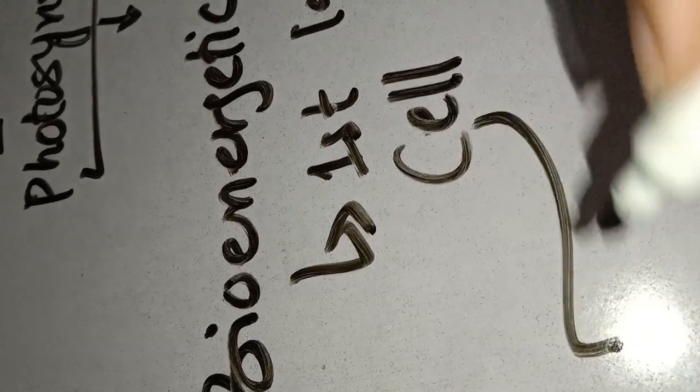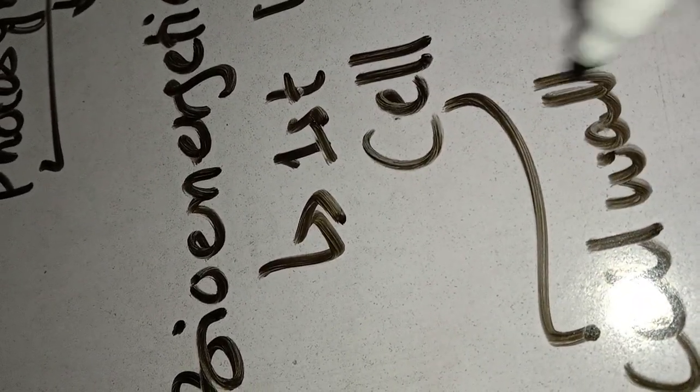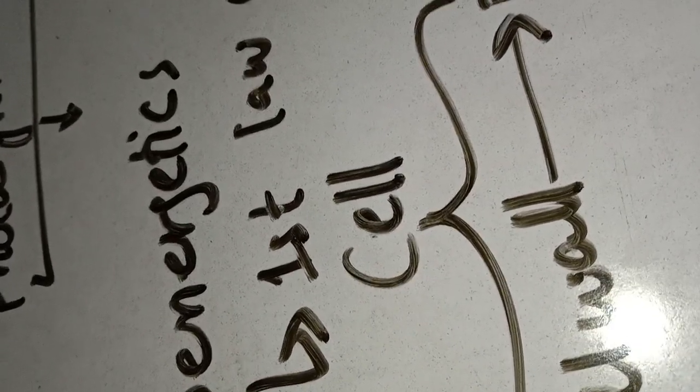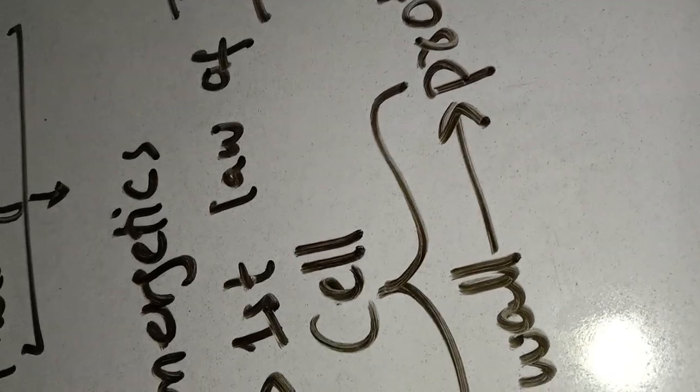If we talk about the cell, we have the cell, which is the basic structural and functional unit of our life. We can say that the cell is the building block of our life. What is the cell wall? The cell wall is basically the outermost covering of the cell.